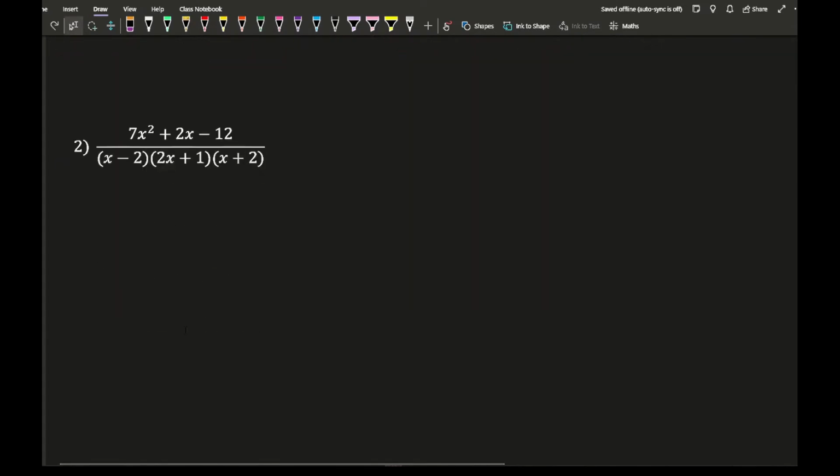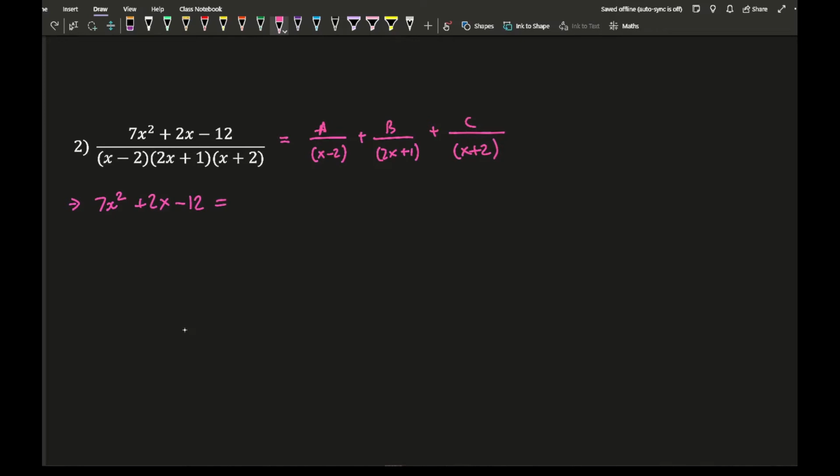So let's have a look at another example. With this next example, again, I'm going to go straight into working my ABC. So I've got a over x minus 2 plus b over 2x plus 1 plus c over x plus 2. Again, moving straight on to the second step, I've got 7x squared plus 2x minus 12 equals a with the other two denominators, so 2x plus 1 and x plus 2, plus b with the other two denominators, so x minus 2, x plus 2, and plus c with the other two denominators, which is x minus 2, 2x plus 1.